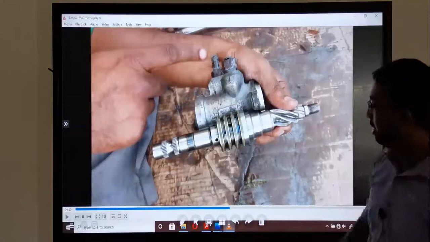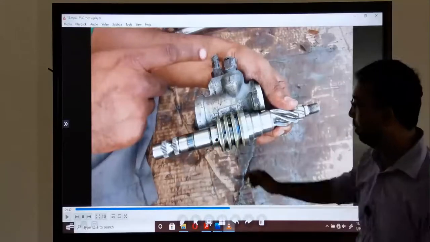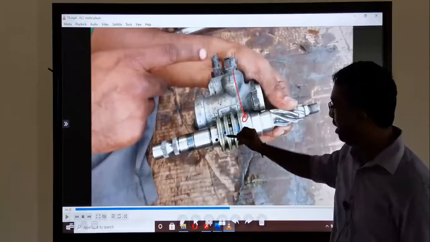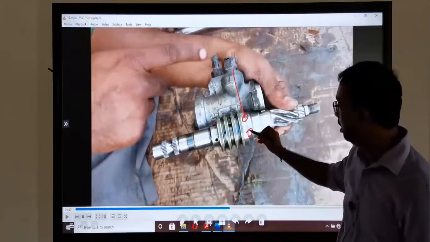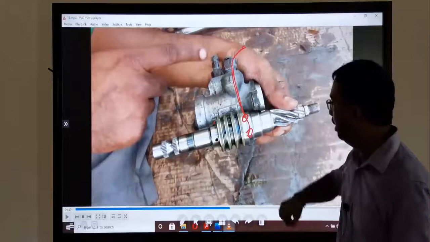Then this line is for low pressure. This hole comes to this. When these holes come to the same level, what happens? The fluid will leave the cylinder to the reservoir.